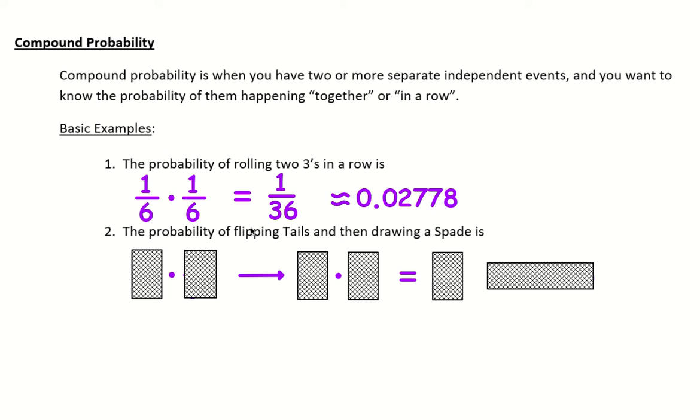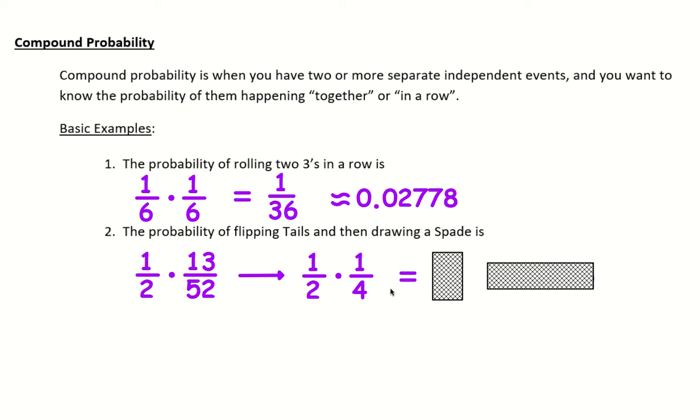Now, number 2, the probability of flipping tails and then drawing a spade from a deck of cards, like in a row. Well, what's the probability of flipping tails? 1 out of 2. What's the probability of drawing a spade from a deck of cards? Now, there are 13 spades. Now, that's 13 out of 52. That ultimately reduces to 1 out of 4.